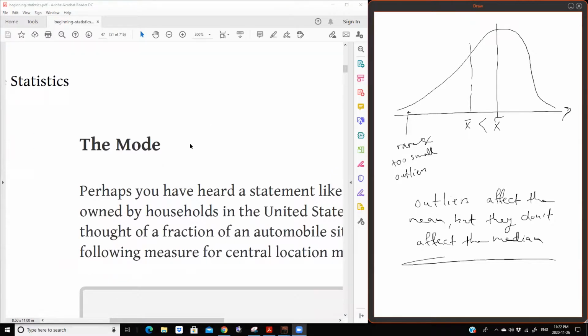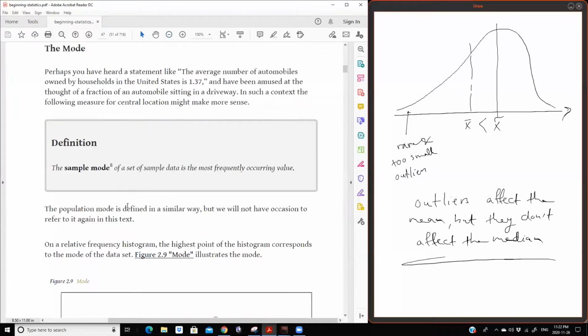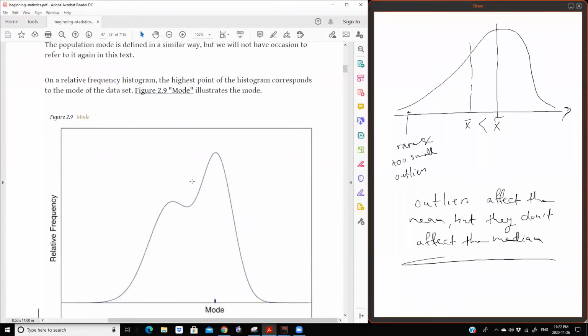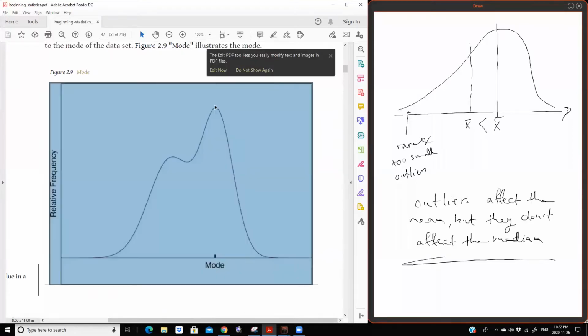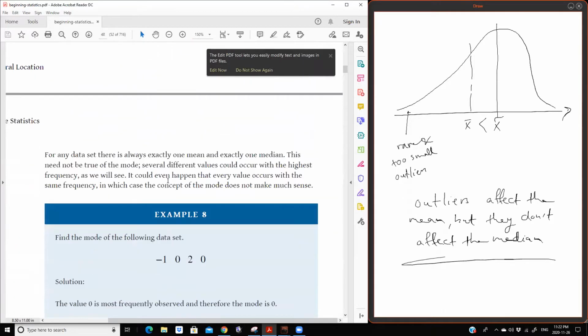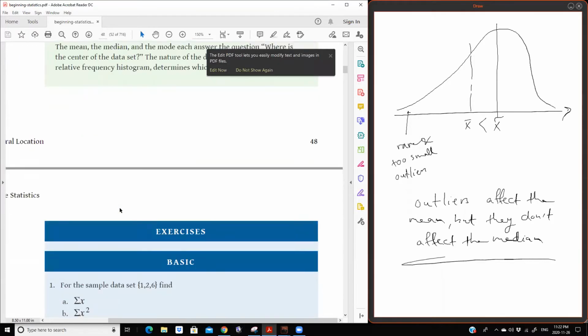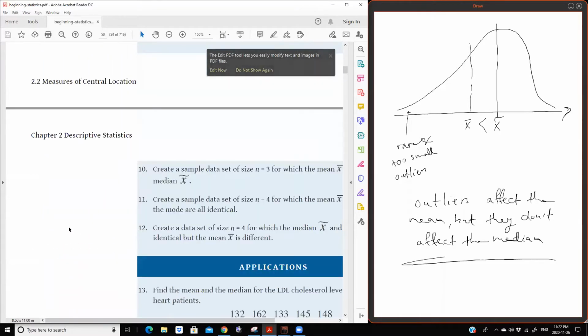Okay, mode is very easy. It's simply the data with the highest frequency in the set. So that's the mode. The sample mode of a set of sample data is the most frequently occurring value. So for example, here, the highest bar, or the tallest bar, will give you the mode of the data. And that's the end of the measures of central tendency.